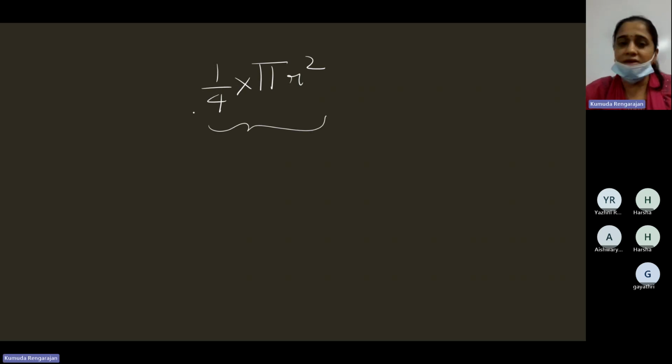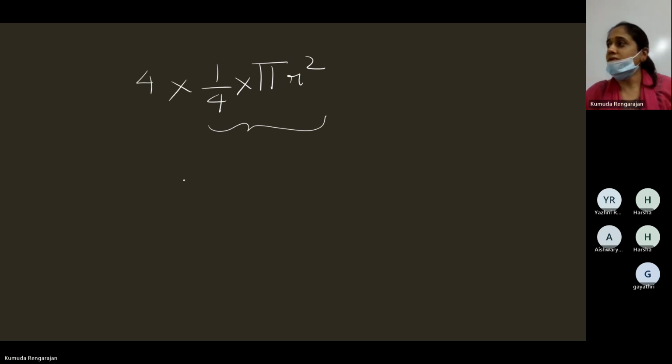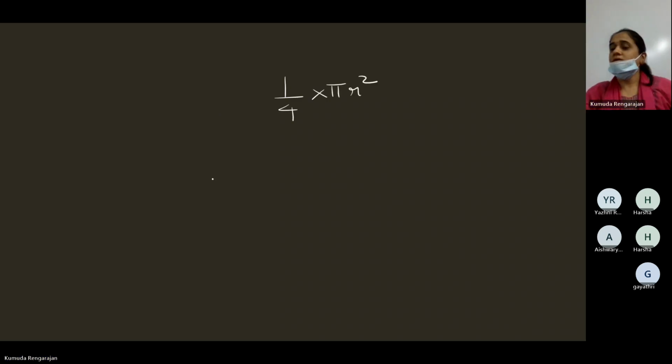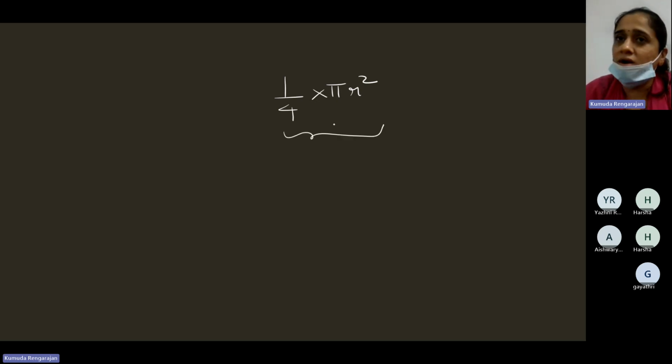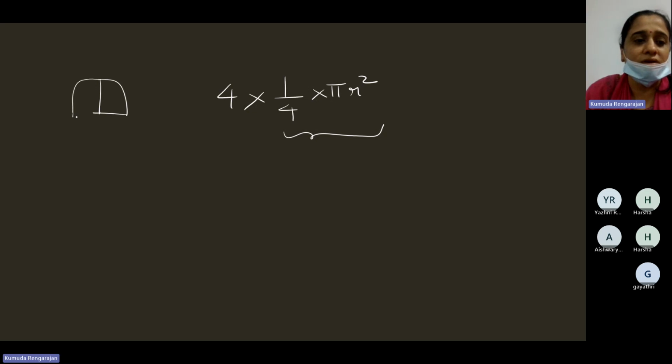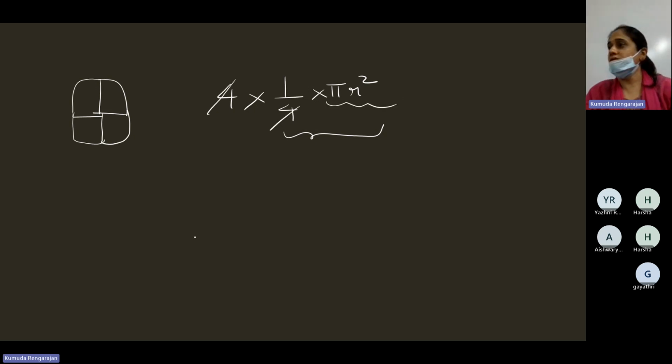And how many quadrants are there? Four quadrants, no? So 4 into 1/4 pi r square. Write the area of a quadrant first. This is the formula to find the area of a quadrant, because for a circle it is pi r square, and a quadrant is 1/4 into pi r square. How many quadrants like this? 4. We know the four quadrants put together form a circle, right? So 4 and 4 get cancelled, and we're left with pi r square.